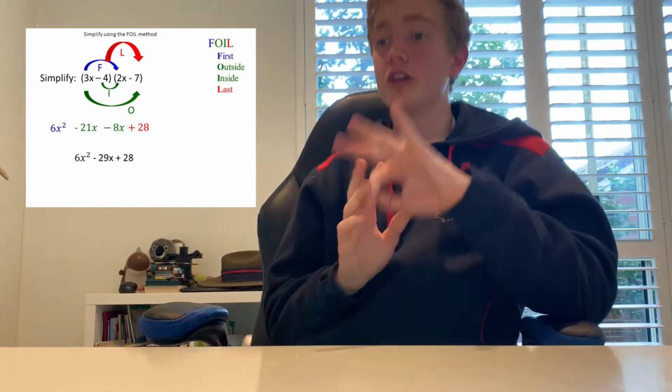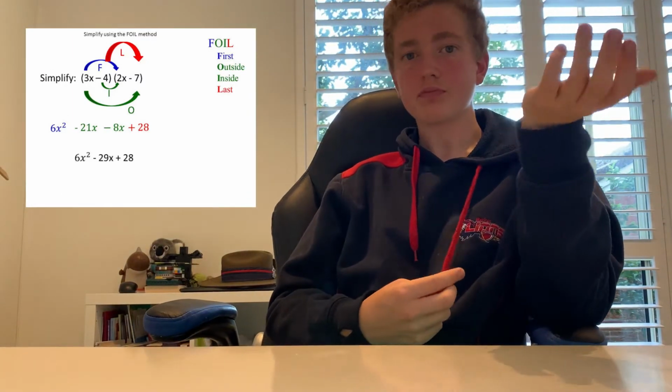It just means that you do first, then the outside ones, which is the a times a and then the a times b, and then the inside one, and then last. Very easy. That's all it is for FOIL, or first, outside, inside, last.